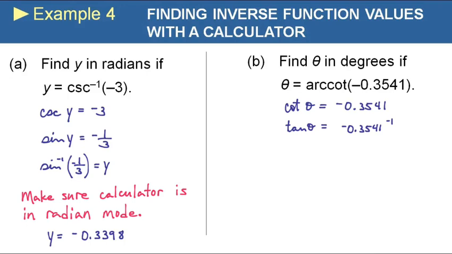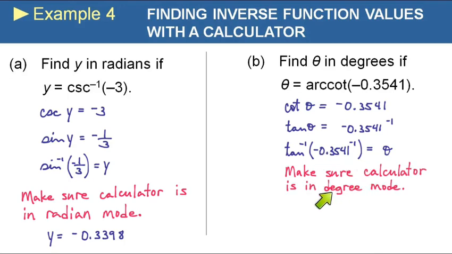Now this is obviously not a tangent value that matches a reference angle we know. So clearly we're going to have to put this in inverse form again to evaluate it. So I'll say tangent inverse of that reciprocal equals theta. We've already made sure our calculator's in degree mode, and you can enter this just like it is. You can say tangent inverse of the reciprocal of -0.3541, equals, and the angle you get back is -70.5 degrees.